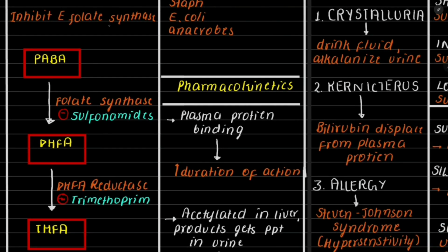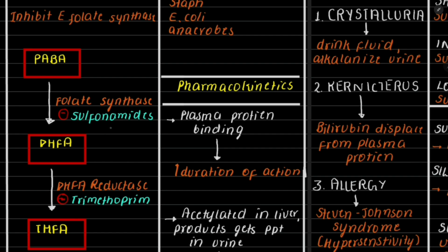Sulfonamides inhibit folate synthase enzyme. To learn more about this, let us look at this flowchart. Para-aminobenzoic acid or PABA gets converted to dihydrofolic acid with the help of folate synthase enzyme. Further, this dihydrofolic acid gets converted to tetrahydrofolic acid with the help of DHFA reductase enzyme. This tetrahydrofolic acid is the active form of folic acid which is used by bacteria to synthesize their DNA, and therefore it is an integral part of their metabolism.